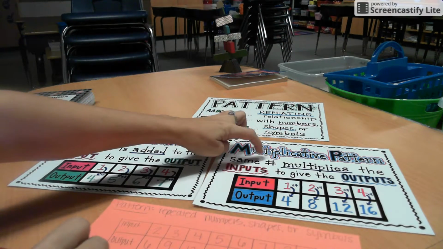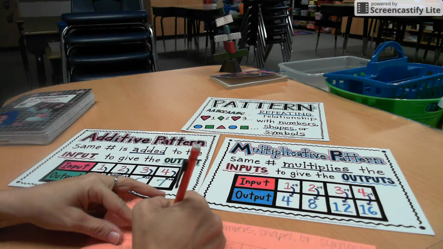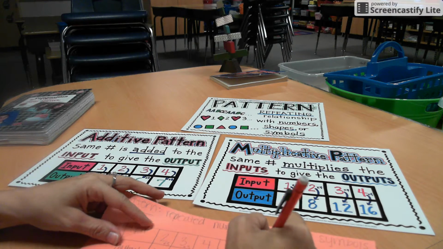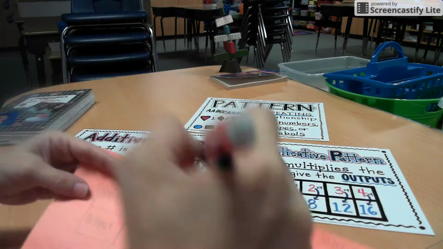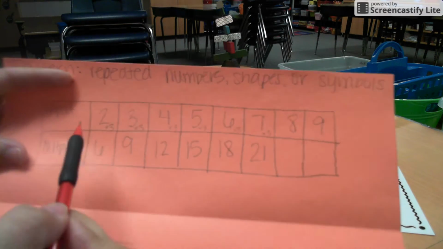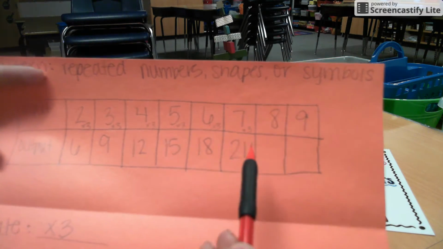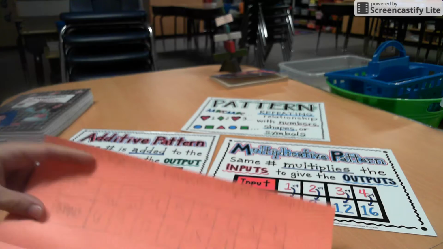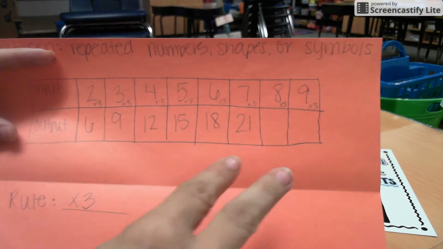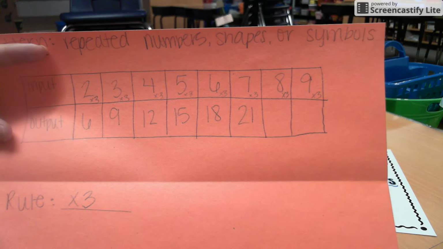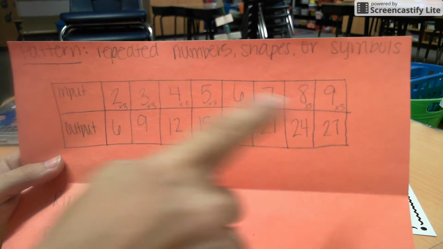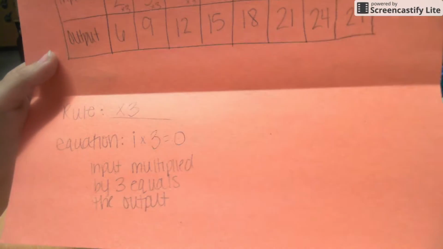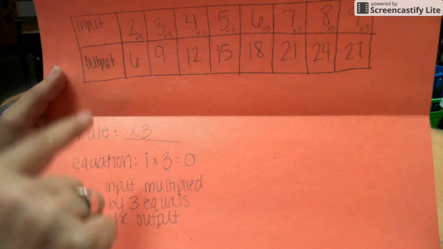Good. I'm multiplying by 3. So I have a multiplication pattern going on. I'm multiplying by 3 each time in my input to get my output. So if I know I multiplied by 3 for all of these so far, I know I'm going to continue to multiply by 3 for these. So I want you to go ahead and fill in these last two, and then we're going to check them. So 8 times 3, you should have got 24. 9 times 3, you should have got 27.